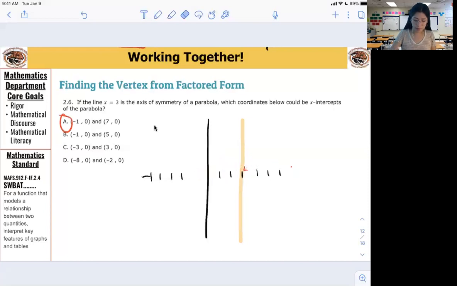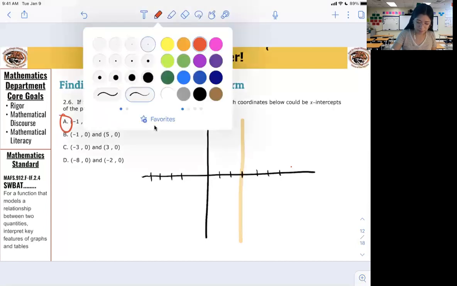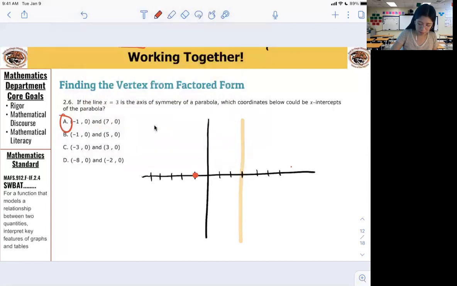All right, so answer choice B, -1 and +5. So here's -1 again. We already know that that's 4 units away. But +5, how many units away is that? 2. That's only 2 units away. So that's not the middle, right? Not the middle. It's not equal.